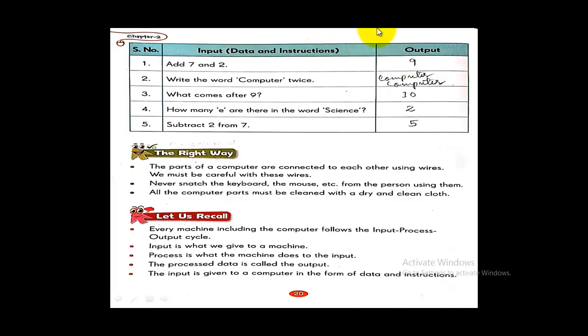7 plus 2 is 9. Now 7 and 2 is given here. This is the input. And the output we are getting is 9.